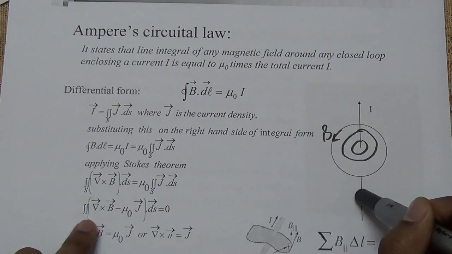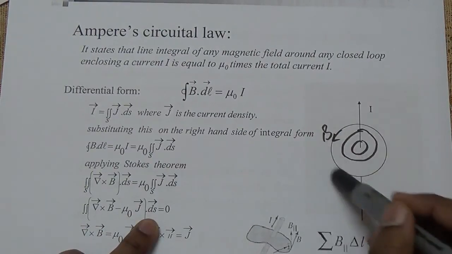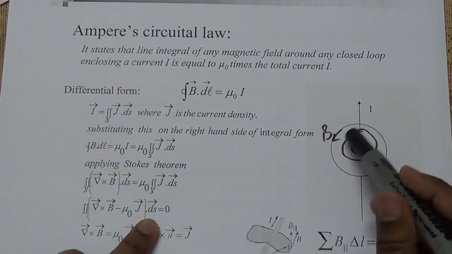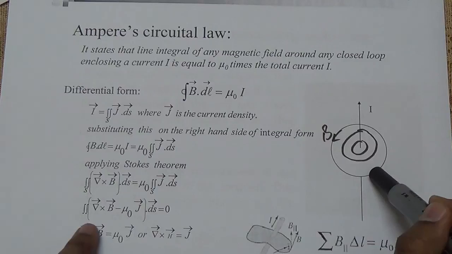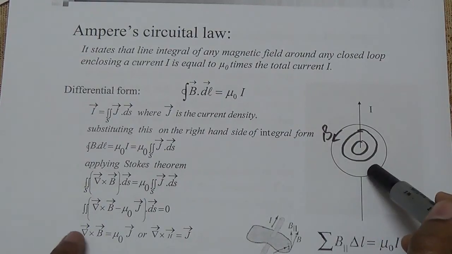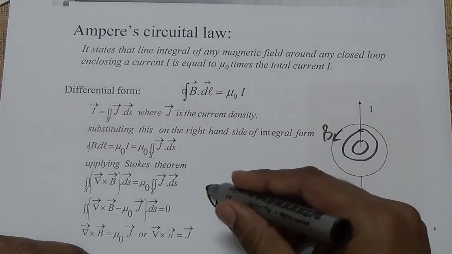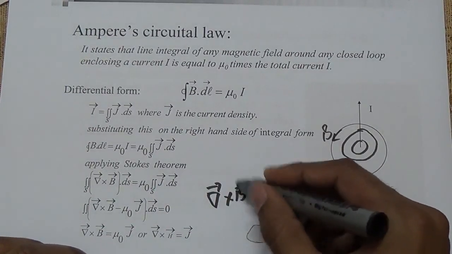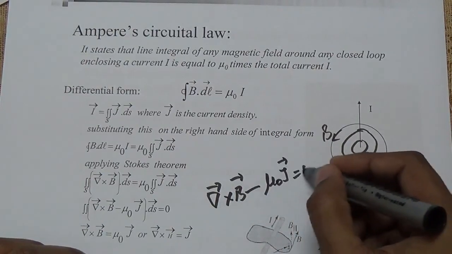is equal to 0. Now we have to conclude here that the open area developed by this closed loop is not 0. So the inner factor del cross B minus mu naught J could be 0, and it is a real physical situation that this area is not 0, so we can say del cross B minus mu naught times J is equal to 0.